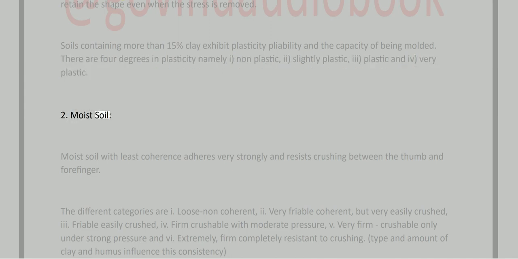2. Moist soil. Moist soil with least coherence adheres very strongly and resists crushing between the thumb and forefinger. The different categories are 1, loose, non-coherent, 2, very friable, coherent but very easily crushed, 3, friable, easily crushed, 4, firm, crushable with moderate pressure, 5, very firm, crushable only under strong pressure and 6, extremely firm, completely resistant to crushing. Type and amount of clay and humus influence this consistency.